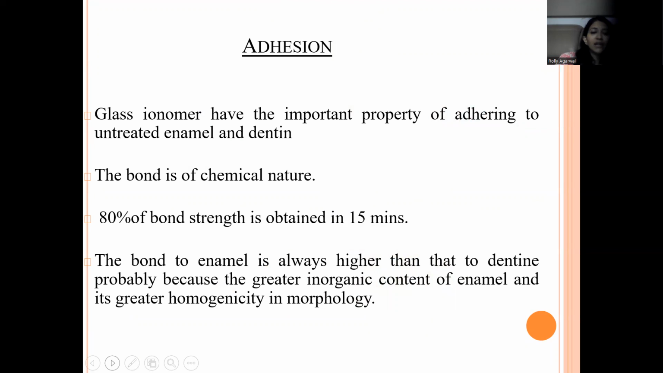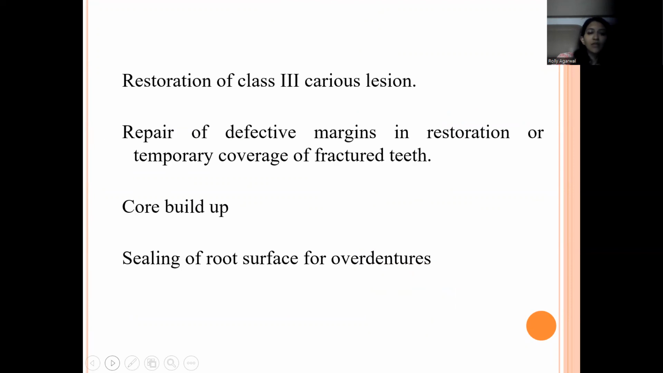Adhesion, we have already done that. The bond is of chemical nature. 80% of the bond strength is obtained within 15 minutes. The bond strength to enamel is always higher than that of dentine because enamel has a more homogeneous structure.